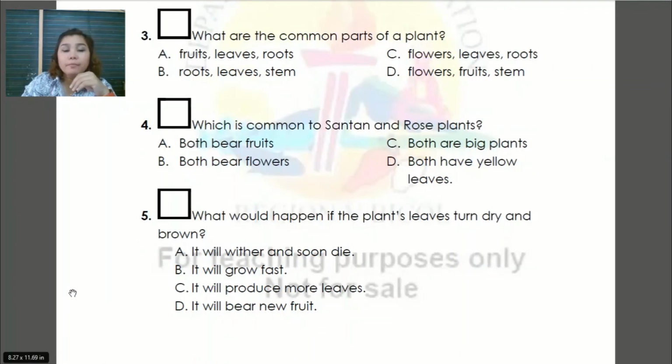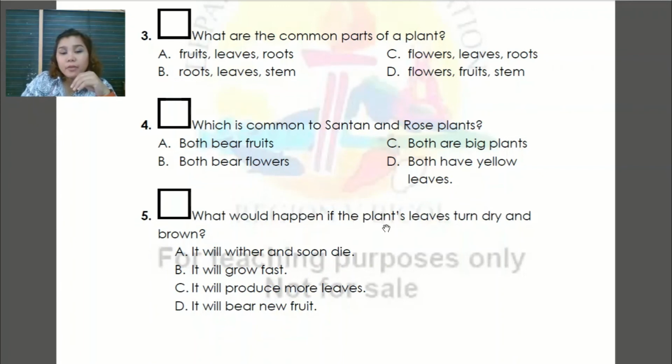Number 5, what would happen if the plant's leaves turn dry and brown? A, it will wither and soon die. B, it will grow fast. C, it will produce more leaves. D, it will bear new fruit.